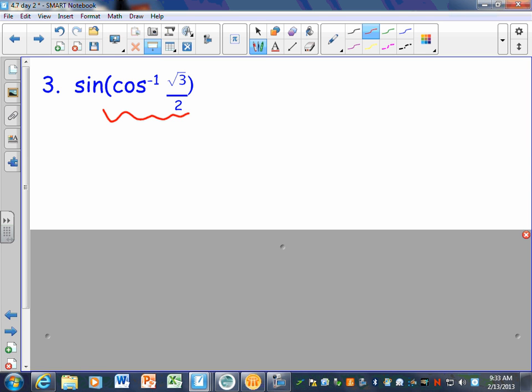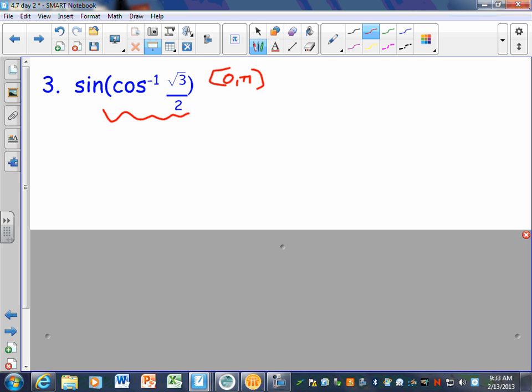Anytime you're doing an inverse, you have to worry about the range, right? Because there's lots of angles that have a cosine of square root of 3 over 2, but you better give me an answer that's between 0 and pi. Always that? For cosine it is, right? But for inverse sine and inverse tangent, what is it always? Negative pi halves and pi halves, right?